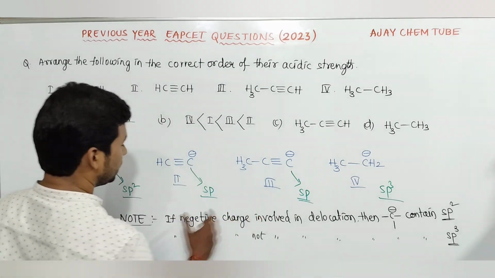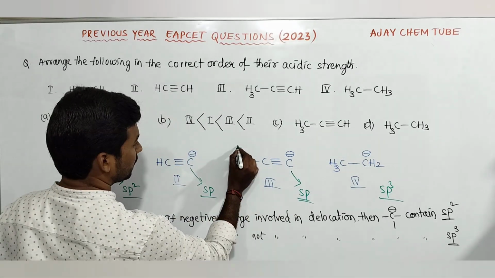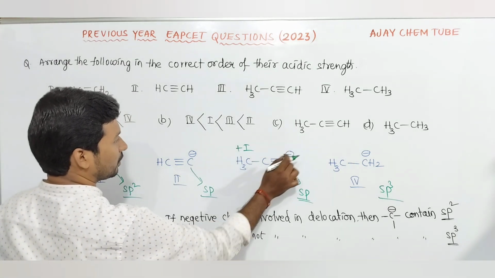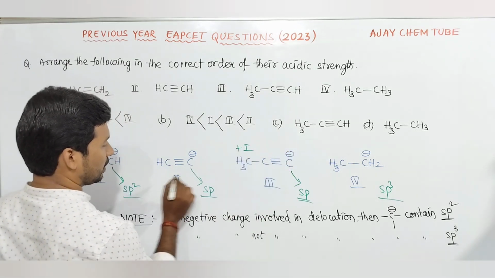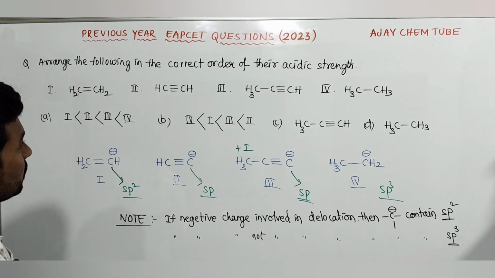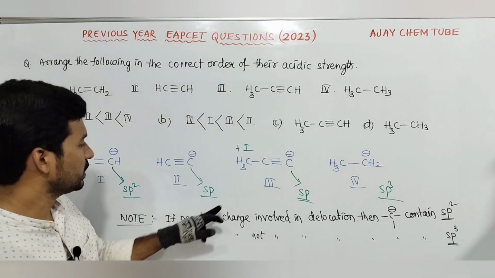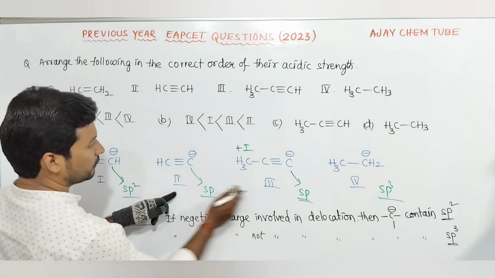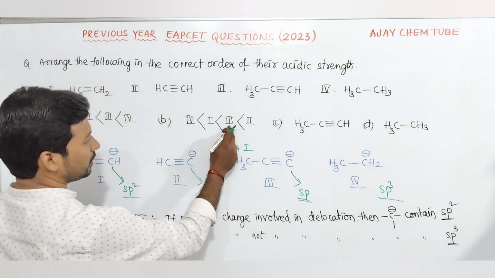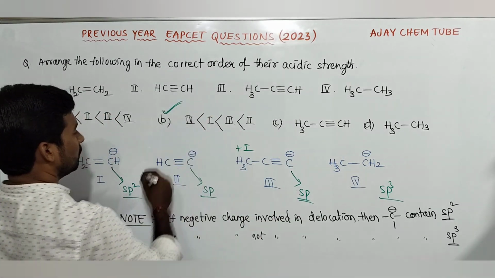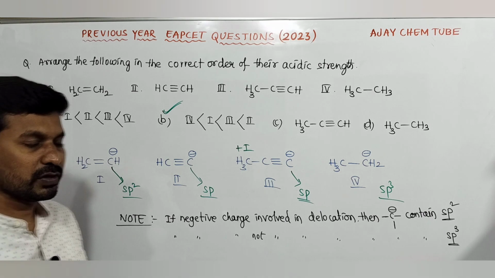If you compare these two, here this is a plus I group. Plus I group destabilizes the anion. That means this is first. So which one is the stronger acid? 2 is the stronger acid. This is more stable. This is stronger. After that 3. After that 1. So which is correct? The 4th is correct. We have to remember 2 points.